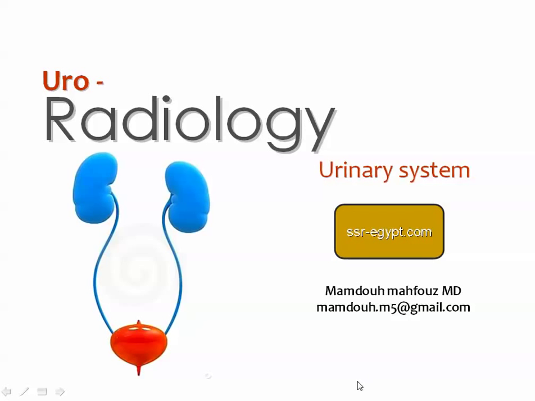The first part was about the imaging of the chest, the second one was about the imaging of the abdomen, the third one was about the brain and the cerebrovascular stroke, and this last session will be about imaging of the urinary system.